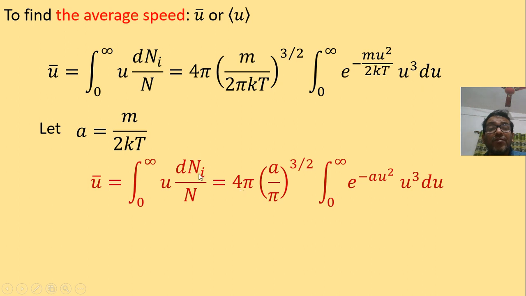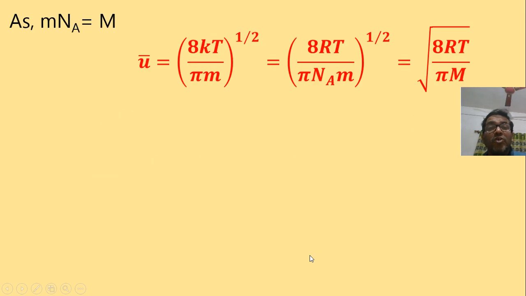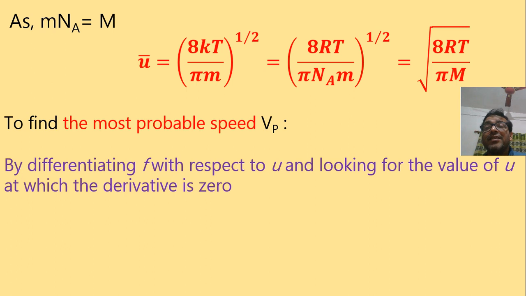So we are using the probability distribution function, and then 4 pi a by pi. If we do the simple integration, then we get u bar equal to this value. After that, if I put the value of a, it comes out as root under 8RT by pi M. You can do these derivations, I already showed you step by step.